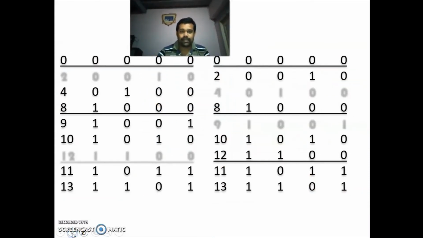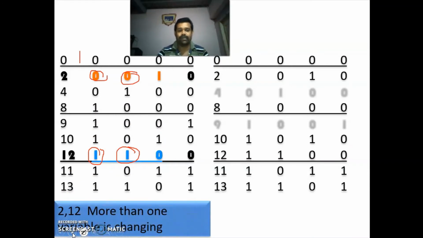So next you are going to compare 2 with 12. When you are comparing 2 and 12, here 0, here 1, 1 bit is changing. Here 0, here 1, 1 bit is changing. More than 1 bit is changing, so we can't consider that. So we have compared 2 with 9, 2 with 10 and 2 with 12. So 2 is over. Now we are going to compare 4 with 9.